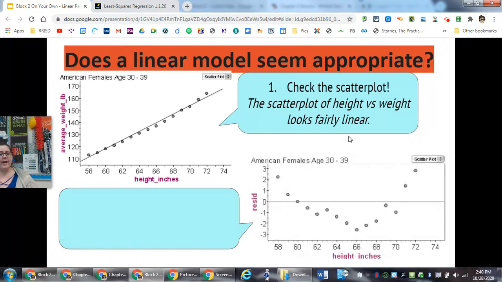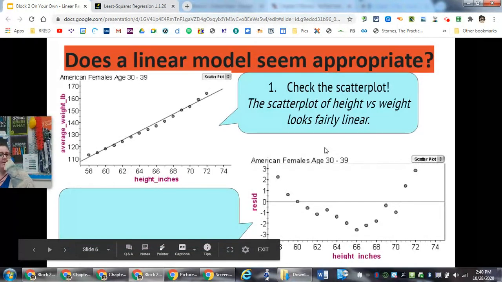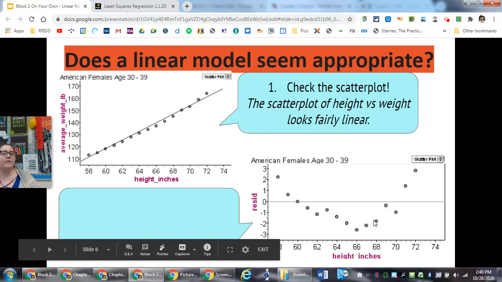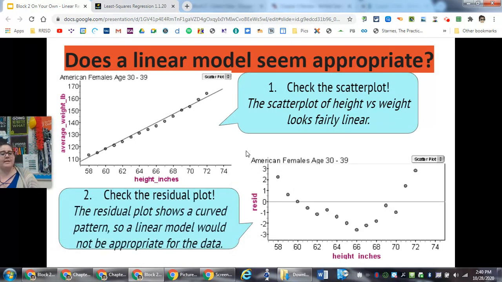But when I check my residual plot, I actually see that there is a little bit of a curve. So when I check my residual plot, I see that I have a curved pattern, which means that a linear model may not actually be the most appropriate model for this set of data. In fact, what's happening is that there's a very slight curve. You can kind of see it in our original scatter plot, but it's very, very hard to see.